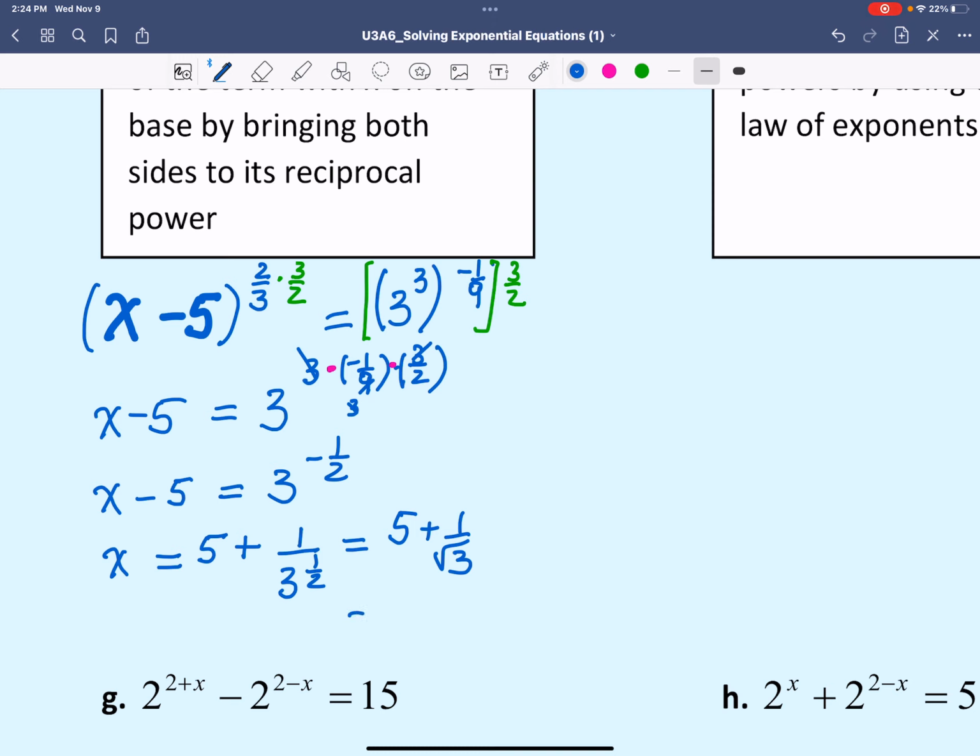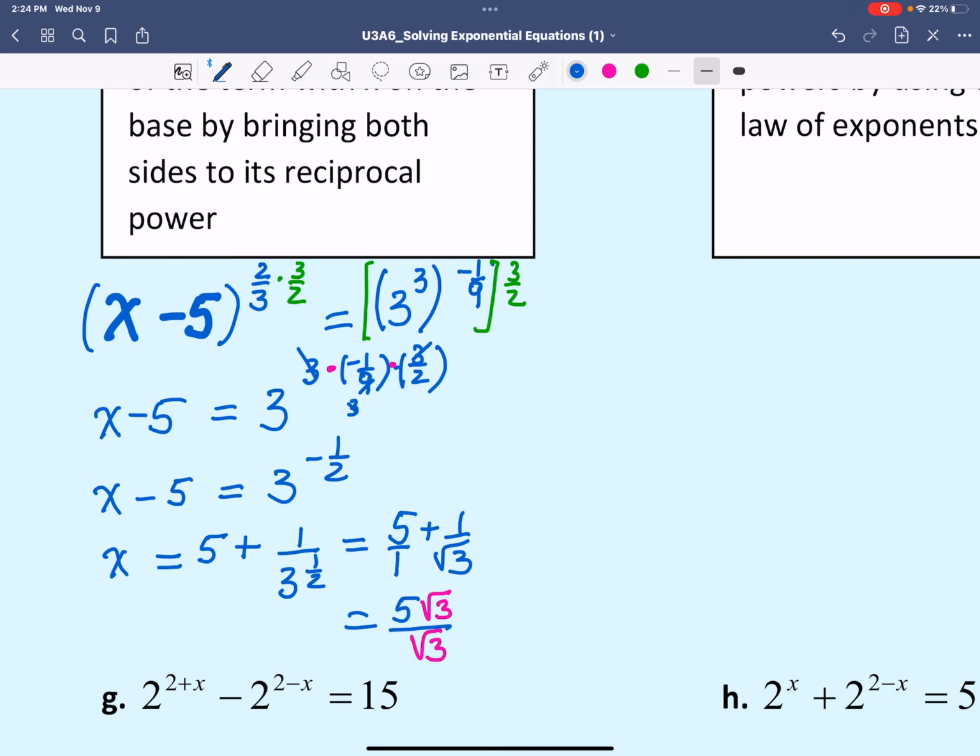So if we want to simplify this answer a little bit more, what we want to do is multiply the number 5 by root 3 over root 3. So that will bring the first term to 5 root 3, okay, over root 3.